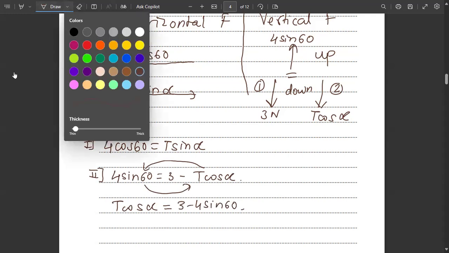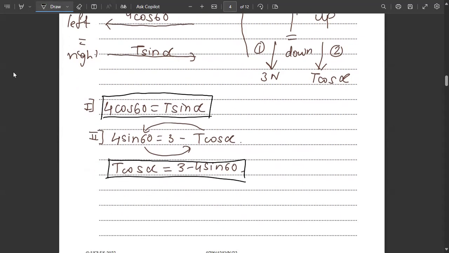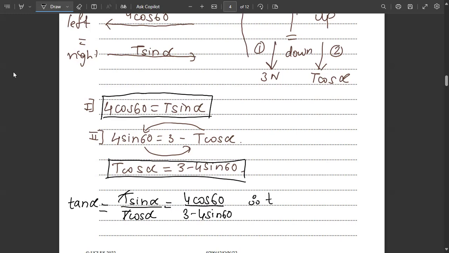So now we know T sine alpha is 4 cos 60 and we know T cos alpha is 3 minus 4 sine 60. So now what we can do is T sine alpha upon T cos alpha. T sine alpha is 4 cos 60, T cos alpha is 3 minus 4 sine 60. Now this T will cancel out and sine alpha upon cos alpha will become tan alpha. So therefore, tan alpha equals 4 cos 60 upon 3 minus 4 sine 60. So the answer is minus 4.31.